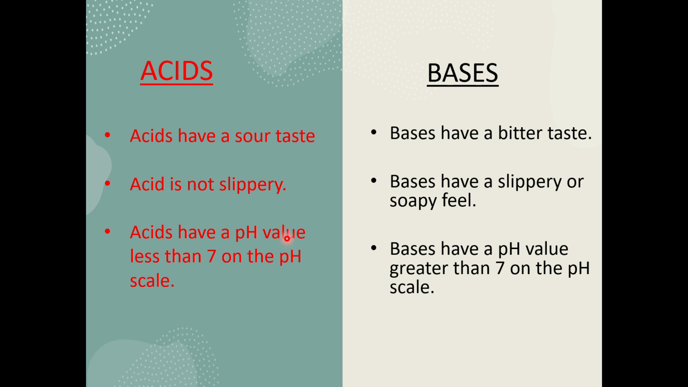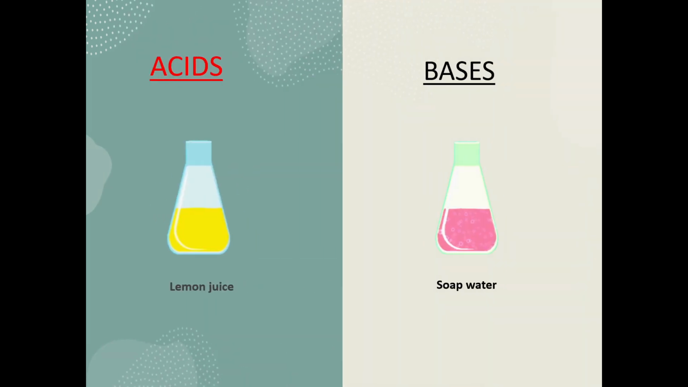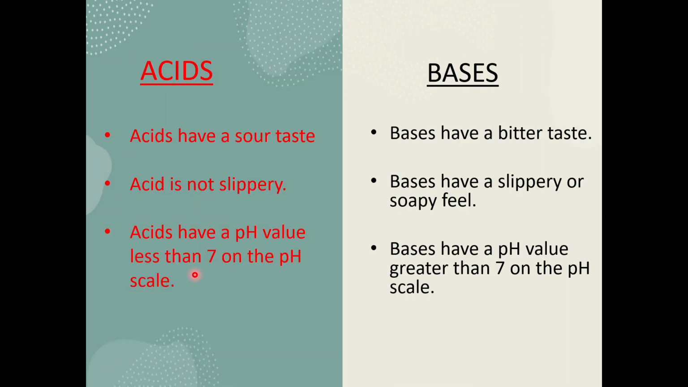And then it is not slippery. You won't find lemon juice slippery. So that is one property. And then the pH value of acid will be less than 7: 1, 2, 3, 4, 5, 6. Up to that, acid will show its pH value less than 7.